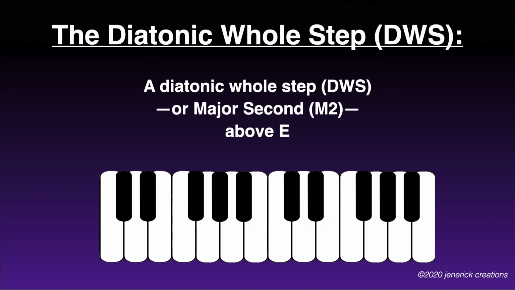So what is a diatonic whole step or major second above E? There's our first half step and our second half step. And again, this one can be named two ways. It could either be G flat or F sharp. Remember the word diatonic, meaning alphabetical order. So the next letter name beyond E would be F sharp.